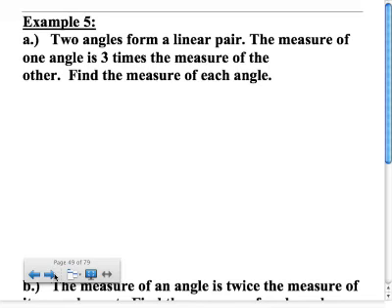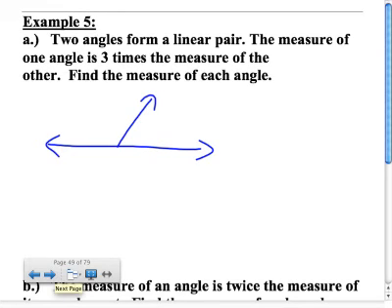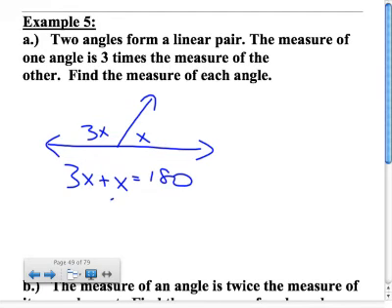2 angles form a linear pair. The measure of one is 3 times the measure of the other. Find the measure of each angle. Draw a diagram. There's a line. There's a linear pair. If the first one is x, the other one has to be 3 times that one. And what do we know about those 2 angles? We know that those 2 angles added together have to equal 180.